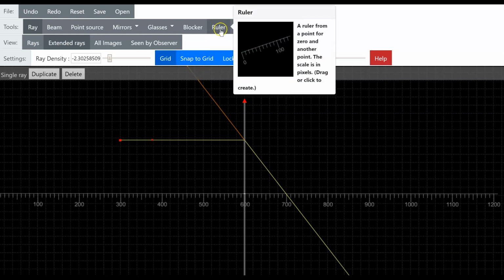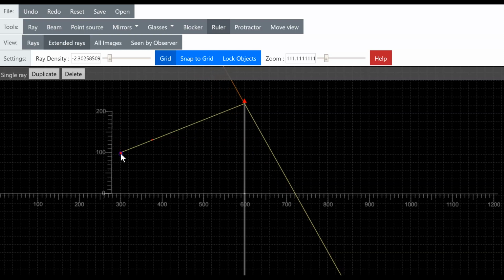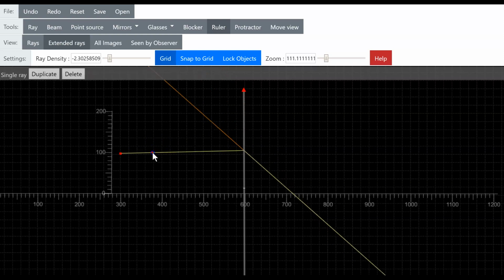So I'm going to come in and get a second ruler, and again, it pays to adjust this thing so that it's along the vertical axis. Now I'm going to take this point and I'm going to say that my object is 100 centimeters high. Now I could come in here and I should be able to adjust my ray so that it's parallel to the axis.